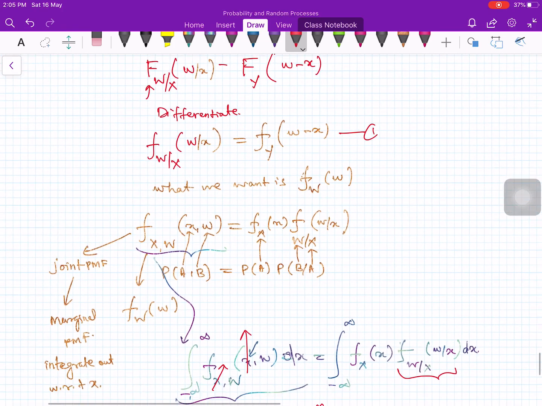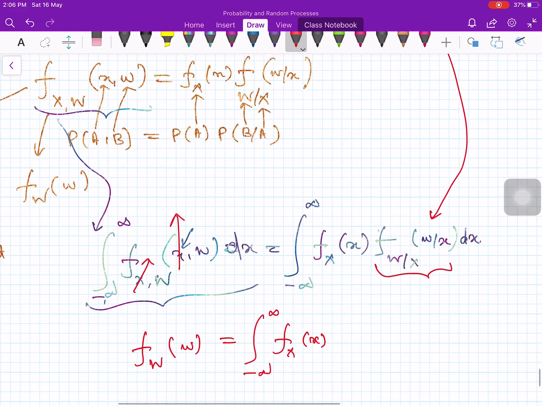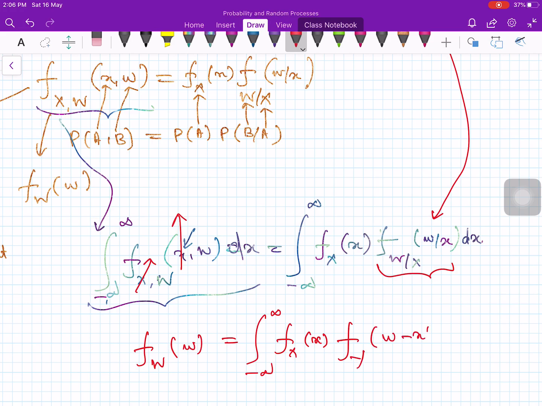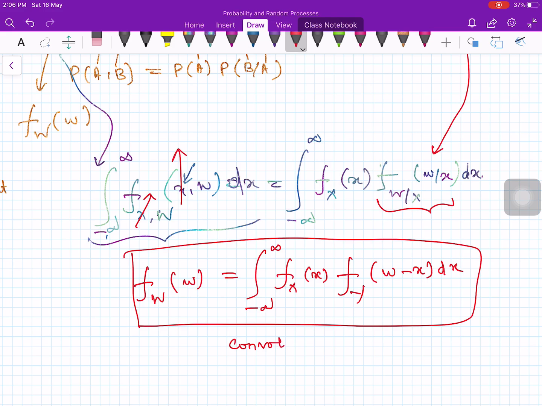So let me compress the screen a little bit. Okay, so f of w given x, the random variable W given x, of w given small x, is this guy, fY of w minus x. Therefore this is fY of w minus x times dx. And finally we arrived at the convolution integral formula. This formula is entirely analogous to the discrete one, except that the summation is replaced by an integral and the PMFs are replaced by the PDFs. That is the only difference.